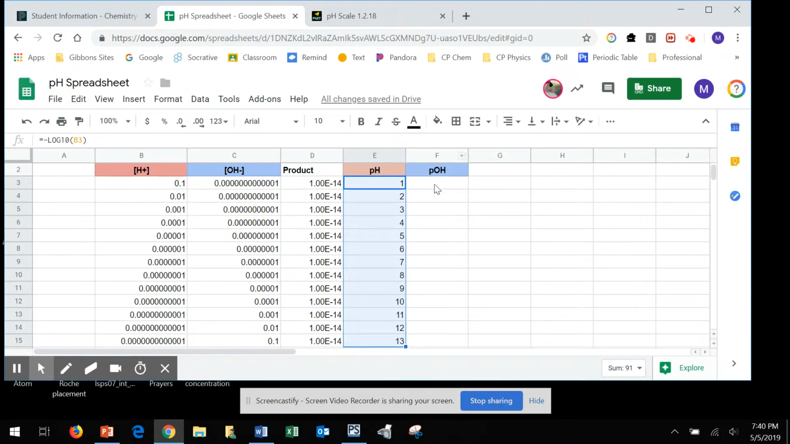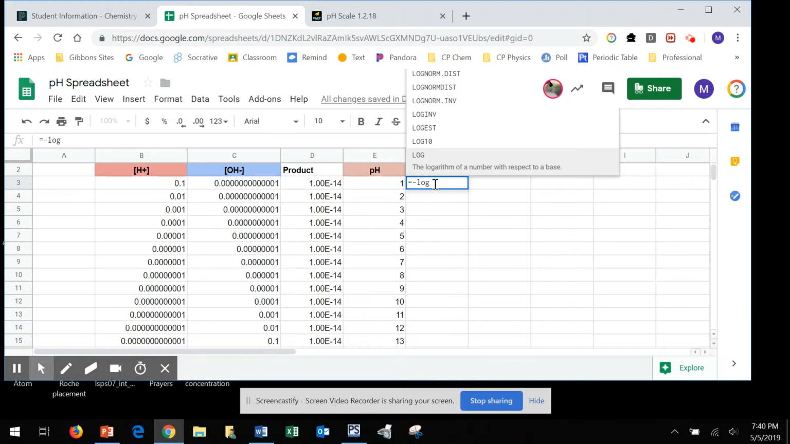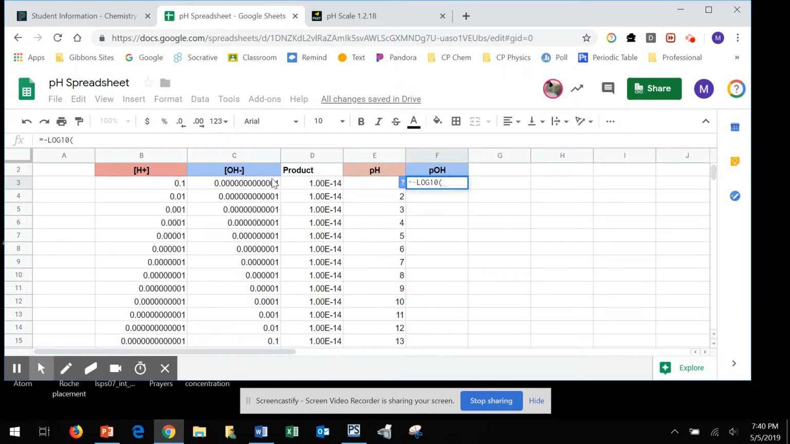All right, so we're going to do the same thing with pOH. That's equal to the negative, so the minus sign, LOG, and LOG base 10 will show up. And we'll click on that. And now we want, since this is the pOH, we want that to be this number. Hit enter, and as you see here, it just says these all equal 10 to the minus 14. If you have a pH and a pOH, they will always add up to equal 14. And if you don't believe me, just drag that down and you'll see 2 plus 12, 3 plus 11, 4 plus 10, on and on.